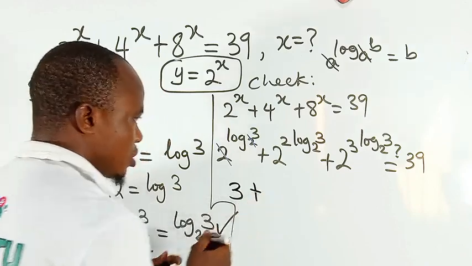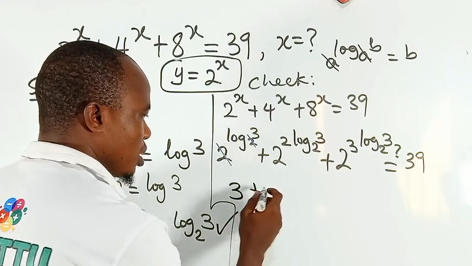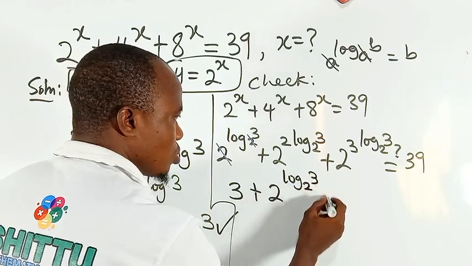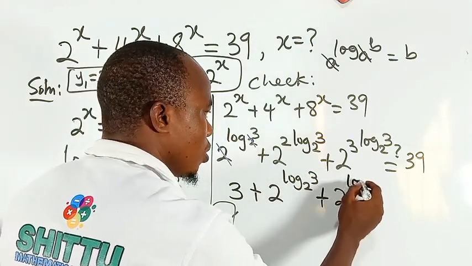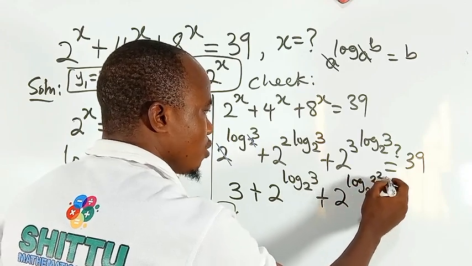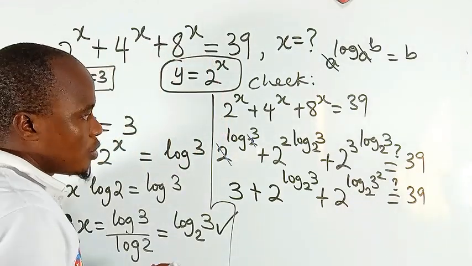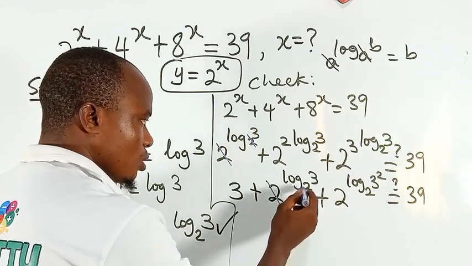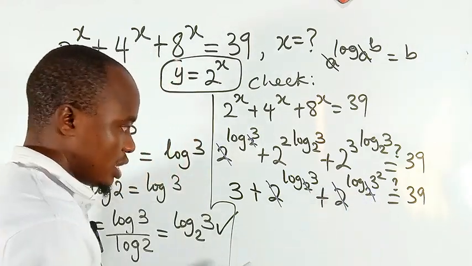3 plus. Now, looking at these two, we have 2 to the power of log 3 base 2. The same thing here, we're going to have 2 to the power of log 3 base 2, all to the power of 2. Would this give us 39? Are you getting it? So now, using the idea we use here, these two, we cancel because they are the same. These two, we also cancel because they are the same.